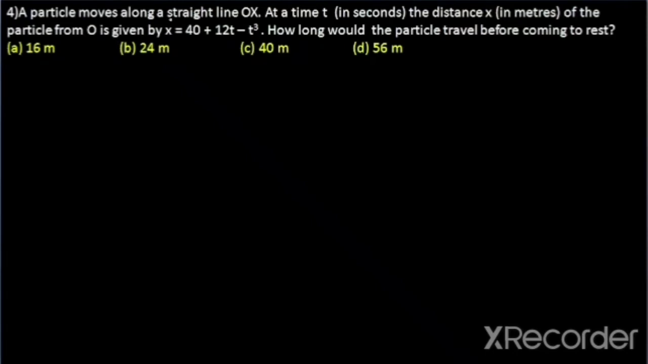Next, question number 4. A particle moves along a straight line OX. At a time t, the distance x of the particle from O is given by x is equal to 40 plus 12t minus t cube. How long would the particle travel before coming to rest?